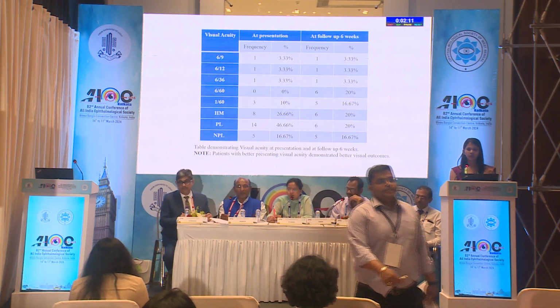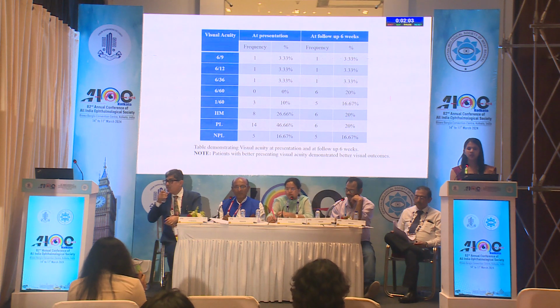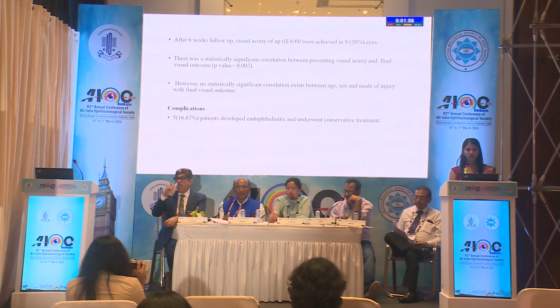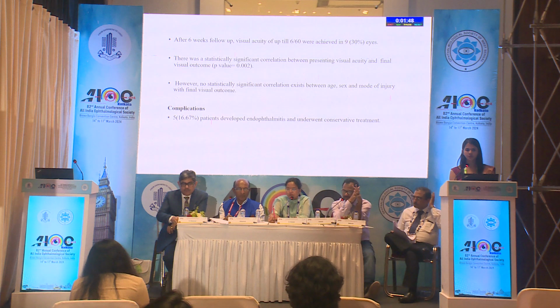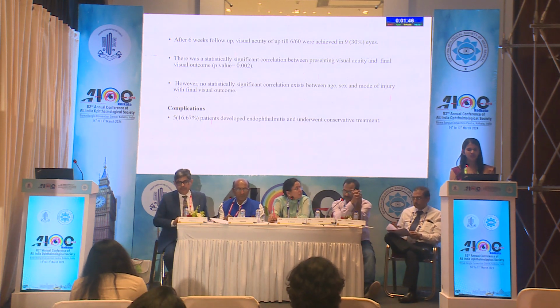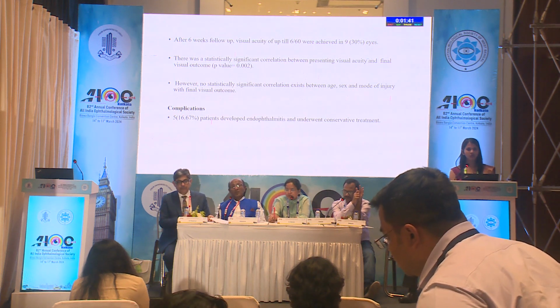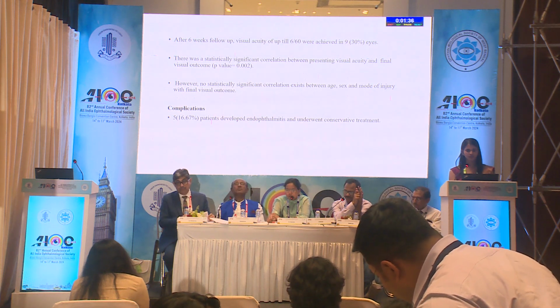This is a table demonstrating visual acuity at presentation and at follow-up of 6 weeks. It should be noted that patients who presented with a better visual acuity demonstrated better final visual outcomes. After 6 weeks of follow-up, visual acuity of up to 6/6 was achieved in 30% of patients. There was a statistically significant correlation between the presenting visual acuity and the final visual outcome with a p-value of 0.002. However, no statistically significant correlation exists between age, sex and mode of injury with the final visual outcome. 16.67% of patients developed endophthalmitis and underwent conservative treatment.